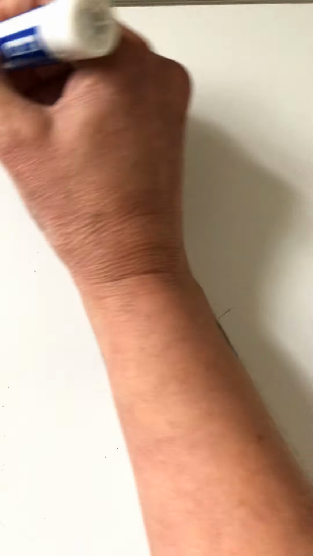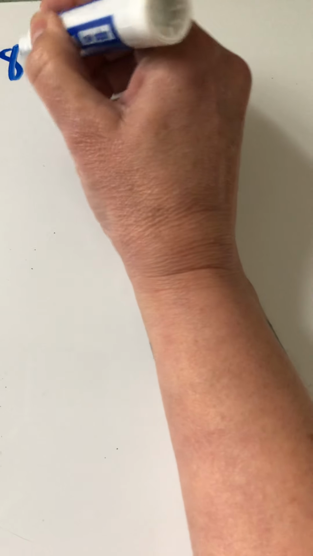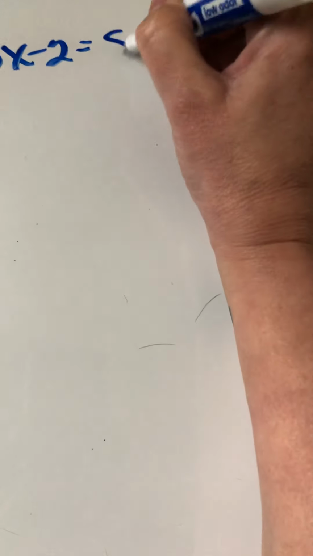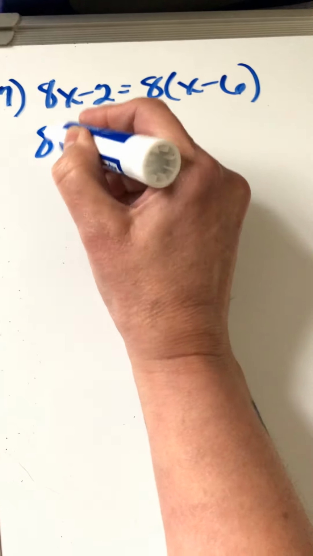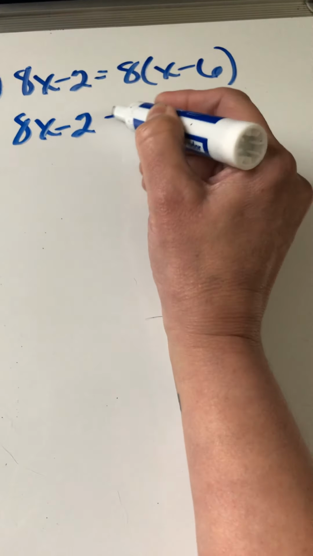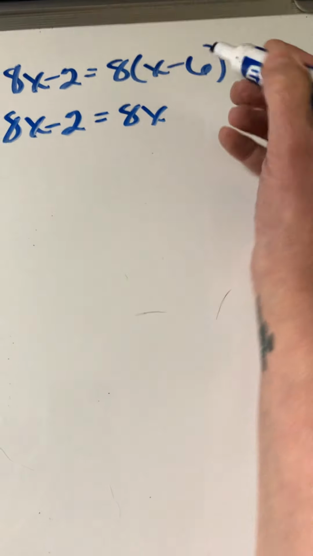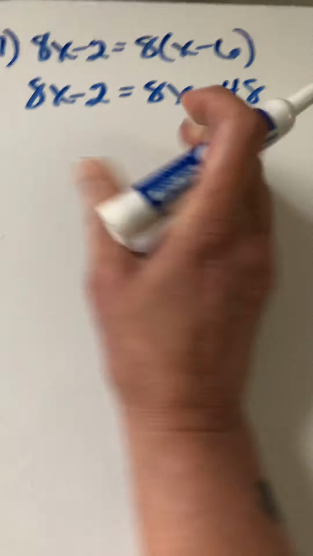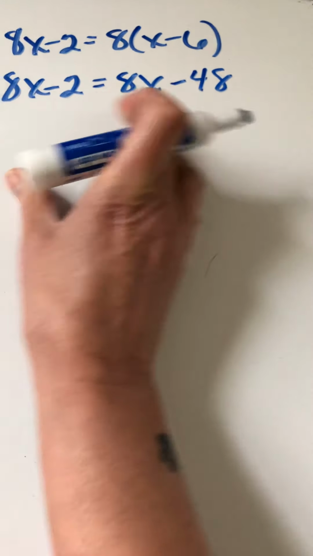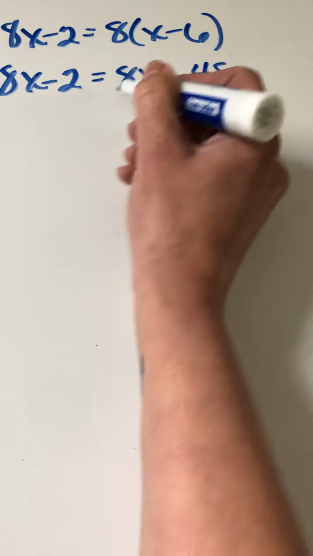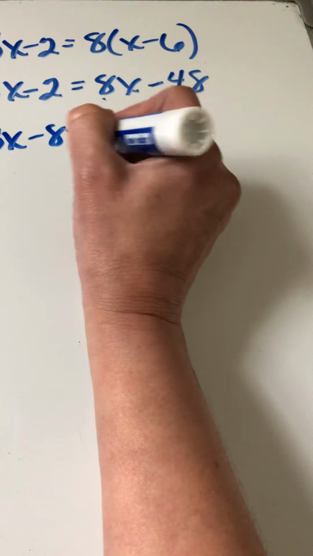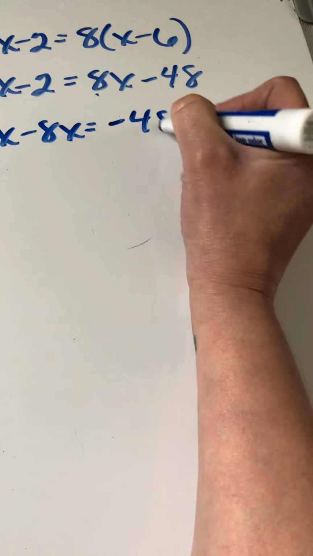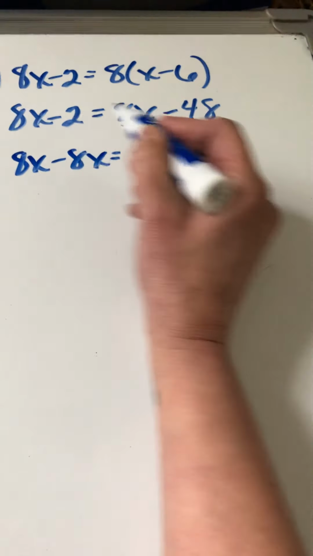Alrighty, let's keep going. Number 17. All right, nothing happening over here. Just bring that straight down. Equal, straight down. 8 times x, 8 times that -6. Gather up your variables on one side. I'm going to move this 8x over by subtracting. Bring down the -48. I'm going to bring this -2 over by adding.